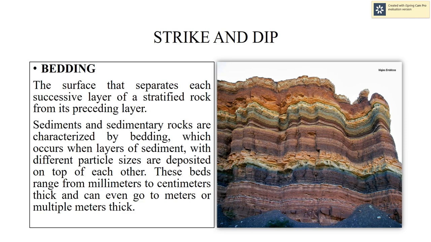The bedding is the surface that separates successive layers of the stratified rock from its preceding layer. So you can see over here that there are different layers, very nicely shown in this rock form. These layers were stratified and then cemented a long ago, and that lets us know right now how these beddings are made. So the sediments and the sedimentary rocks are characterized by the bedding, which occurs when layers of sediments with different particle size are deposited on top of each other.